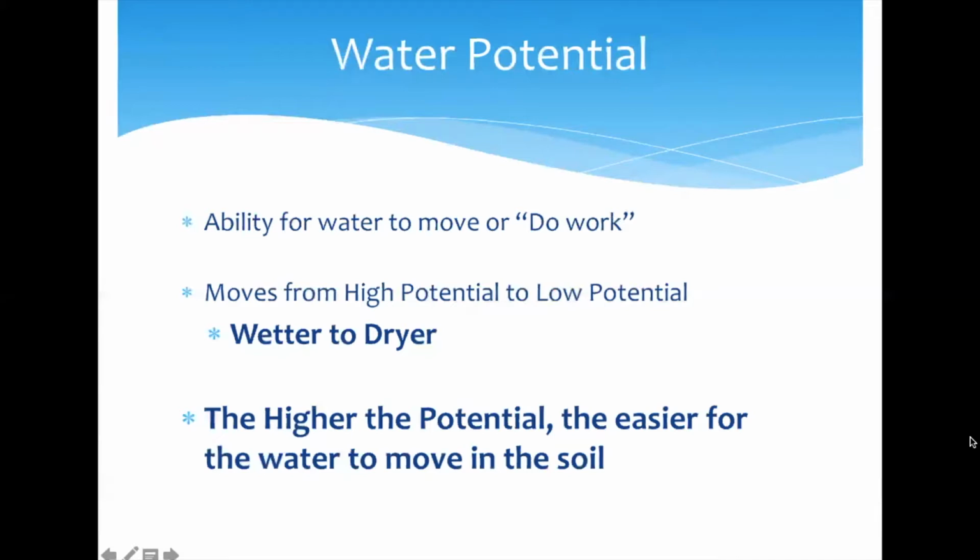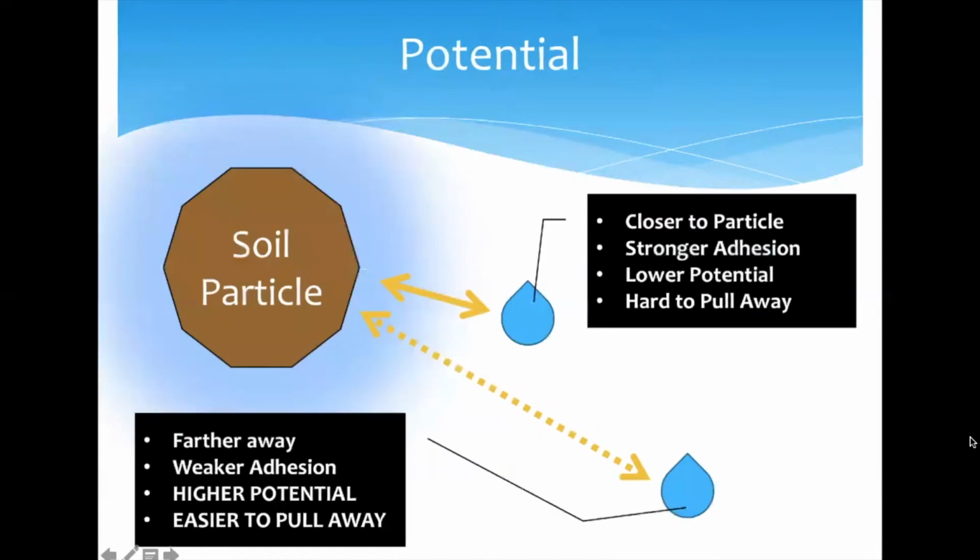And with higher water potential, it is easier for the water to move in the soil compared to having low water potential. The water potential is going to have a weaker adhesion farther away, which means higher potential and easier to pull away, compared to particles closer, which have a stronger adhesion, lower potential, and it is harder to pull away.